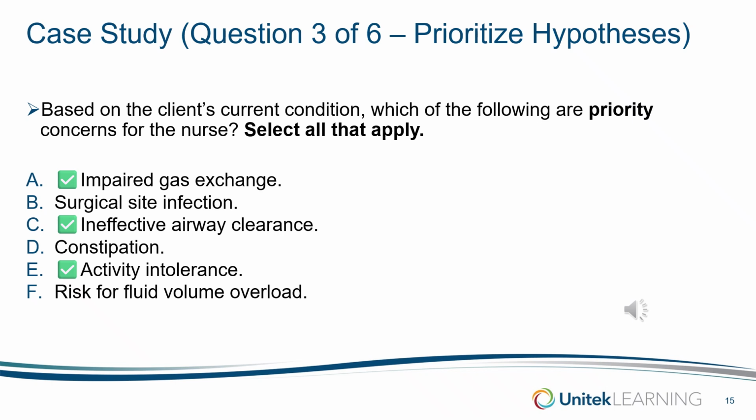Here, using those principles, we see that impaired gas exchange, ineffective airway clearance, and activity intolerance would all be priority concerns out of the ones that are listed. We have nothing in the client's data to support surgical site infection, constipation, or risk for fluid volume overload.